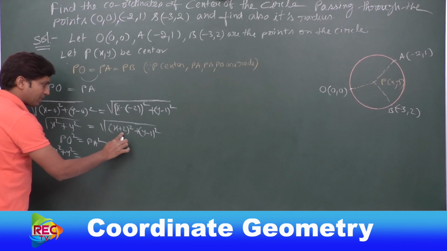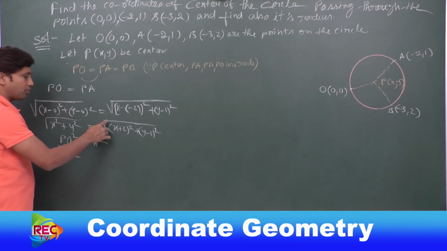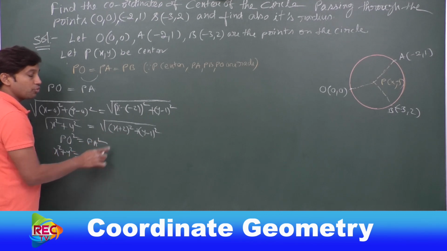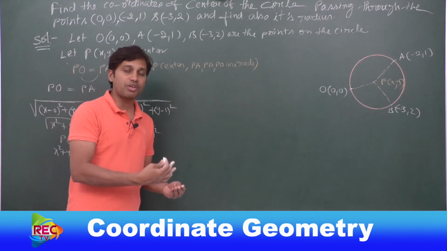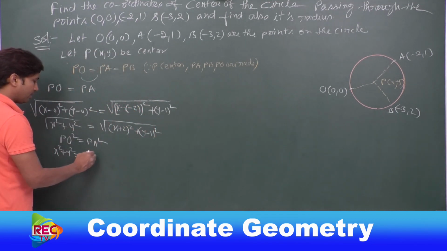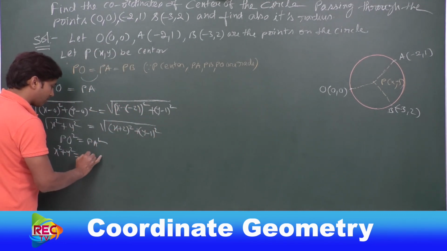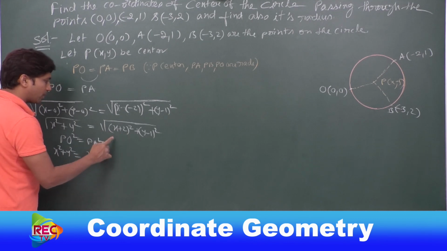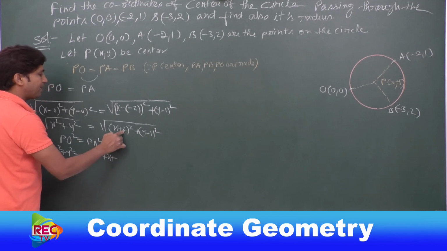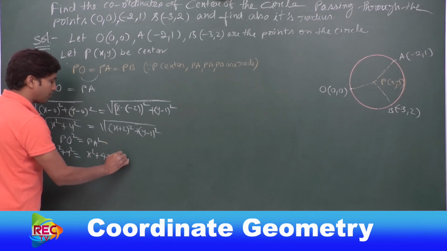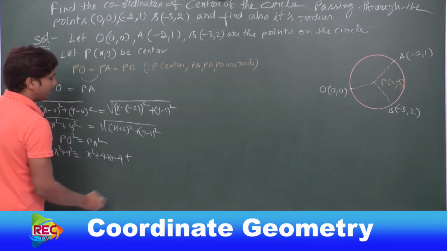Okay, x plus 2 whole square. The square root is already removed on both sides. Now this is in the form of what? x plus 2 whole square means a plus b whole square format. We can expand it into a square plus 2ab plus b square. Now do it. A square means x square, plus 2ab. What is 2ab? 2 into x into 2, that would be 4x. And b square: what is b square? 2 square, and 2 square would be how much? 4.